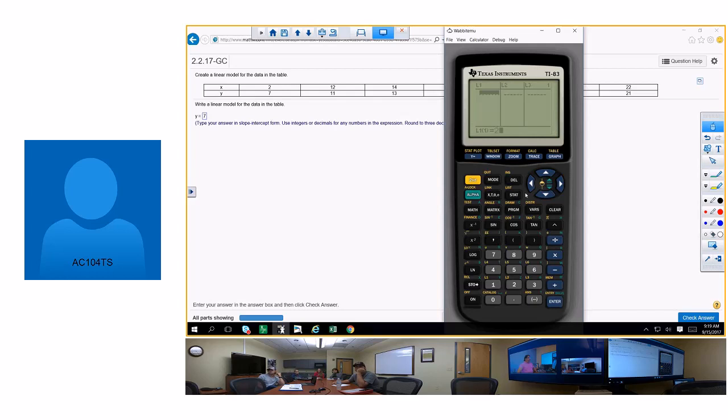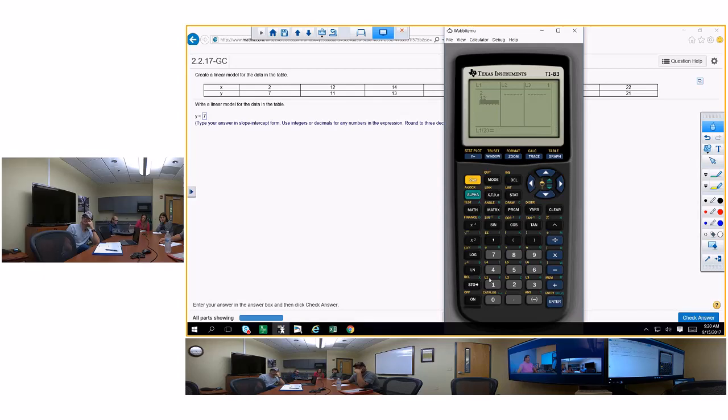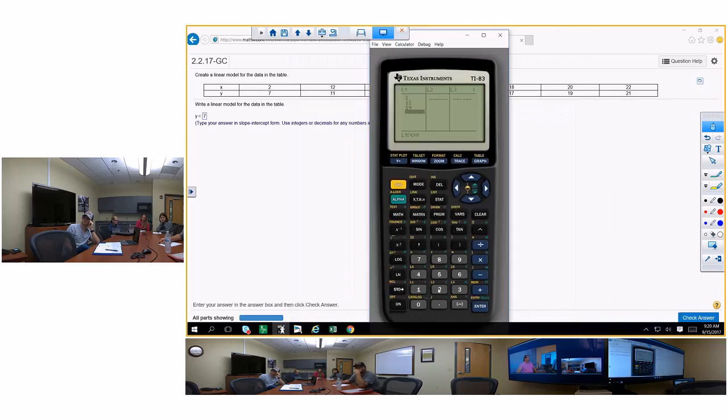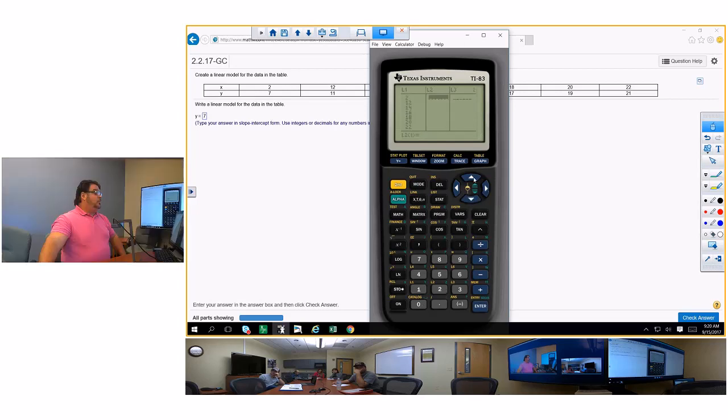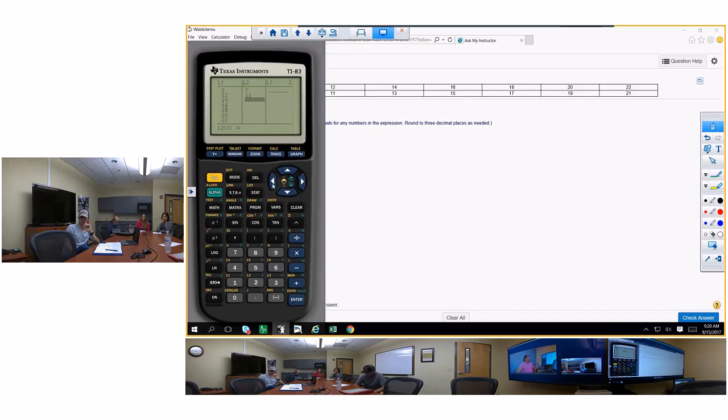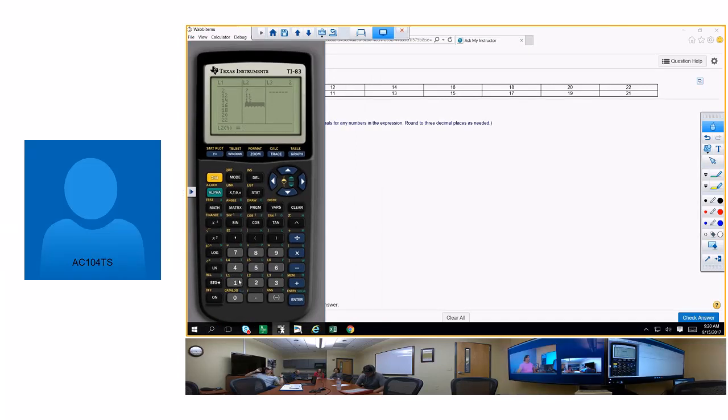2, 12, 14, 16, 18, 20, 22. And then in line 2, which is your second column, 7, 11, 13, 15, 17, 19, and 21.